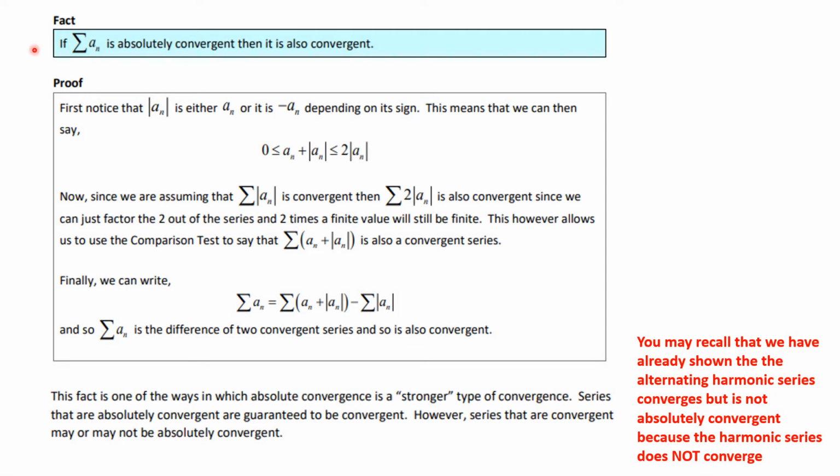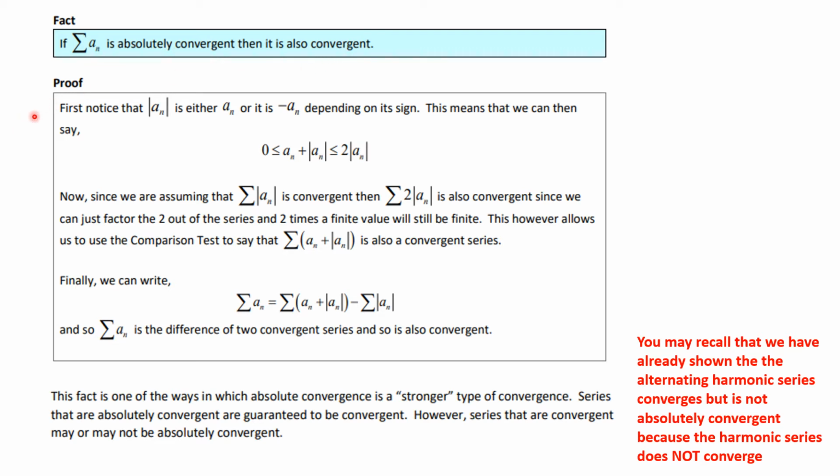Here's a fact. This is actually a theorem. We'll talk about the proof. So if the summation of the a sub n is absolutely convergent, then it is also convergent. And that means it converges, and that even means it converges conditionally as well. That means that this series is convergent, and so if it's absolutely convergent, that forces the series to converge.